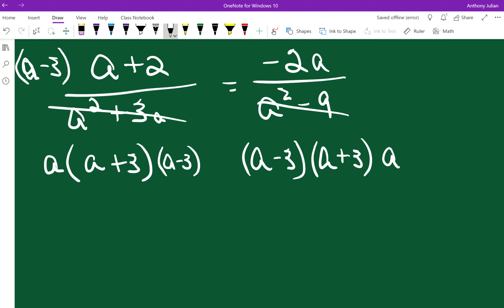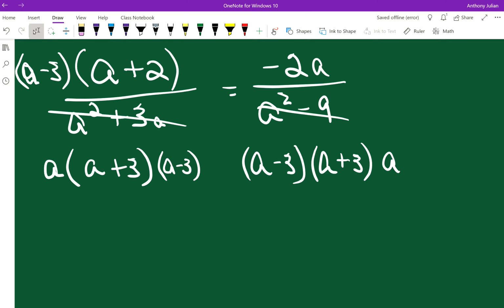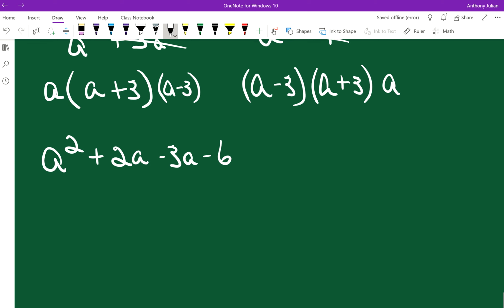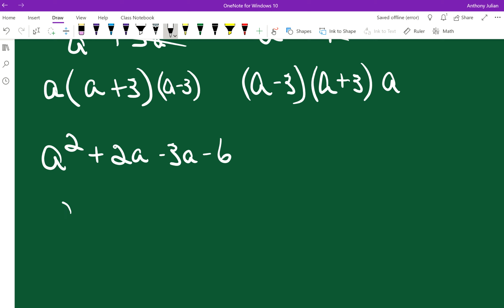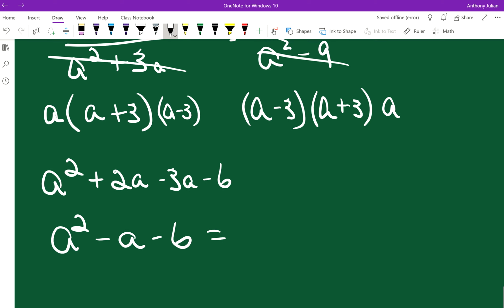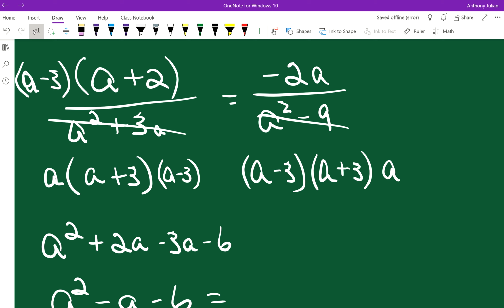All right, concentrating on the numerators, these are two binomials. I'll multiply. And how about we get a squared, outside is plus 2a, inside is minus 3a, and last is negative 6. Combine like terms, and I've got a squared minus a minus 6, and that's going to be equal to, what? Negative 2a.